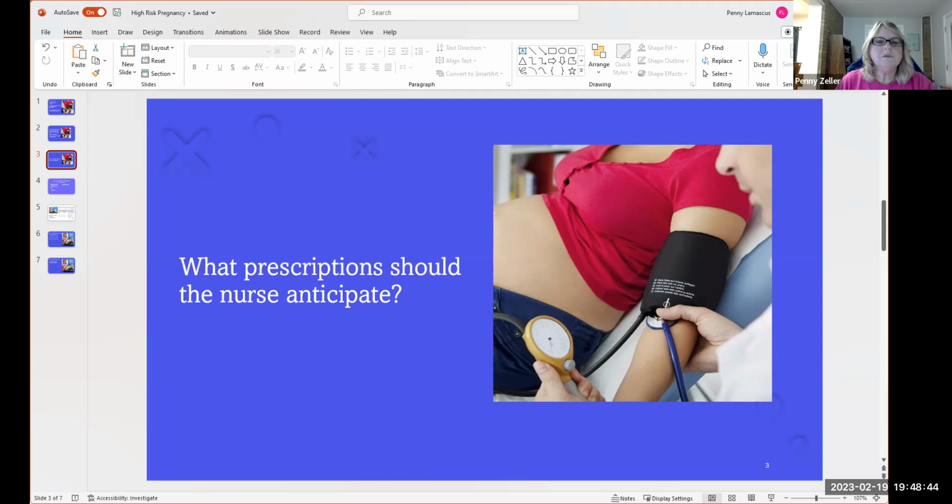If she has preeclampsia, her kidneys are already stressed. We don't want to give her a diuretic. That would make it worse.